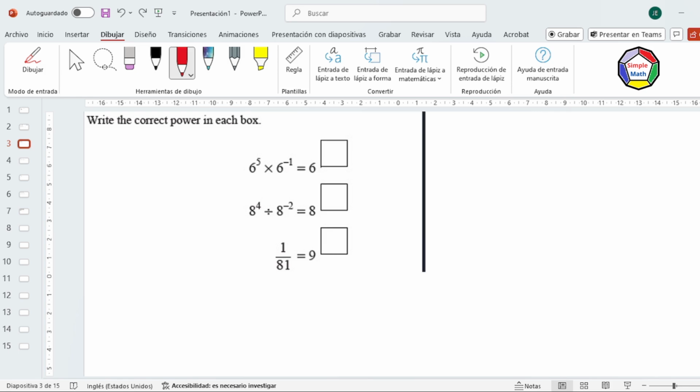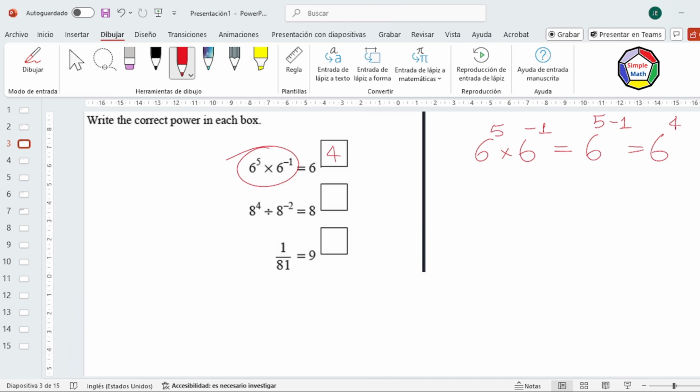So let's work it out. It says 6 to the power of 5 times 6 to the power of negative 1. Remember that when we multiply powers with the same base and different exponents, we need to add the exponents. So this is the same as 6 to the power of 5 plus negative 1, which is the same as 5 minus 1, because we multiply the signs. That is equal to 6 to the power of 4.